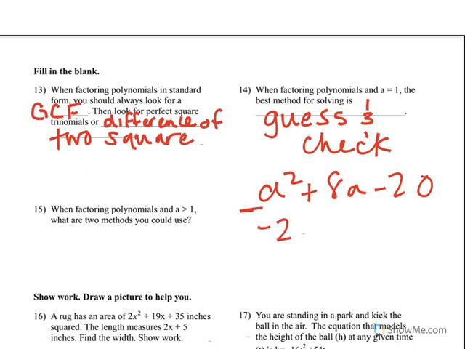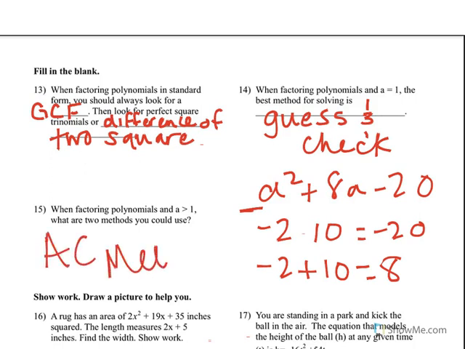Negative 2 times 10. Does that equal negative 20? Yes. Negative 2 plus 10. Does that equal 8? Yes. So that's how you guess and check. Okay, we never officially put a name on it, but that's what it's called, guessing and checking. Number 15 says, when factoring polynomials where a is greater than 1, what are the two methods you could use? You could either plug it into your graphing calculator, or you can use the AC method.